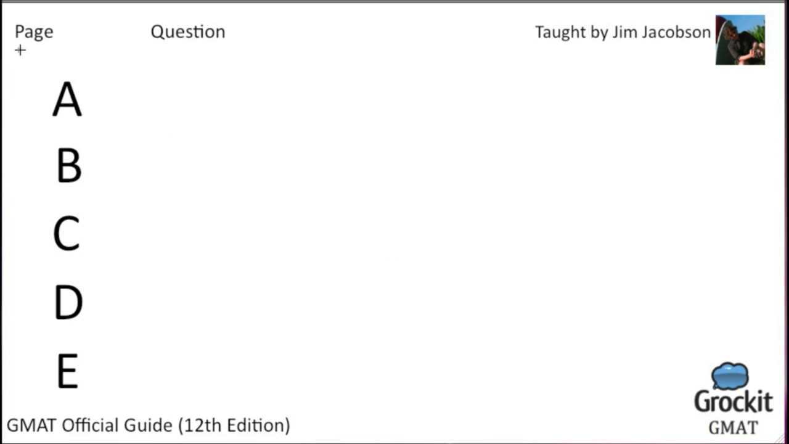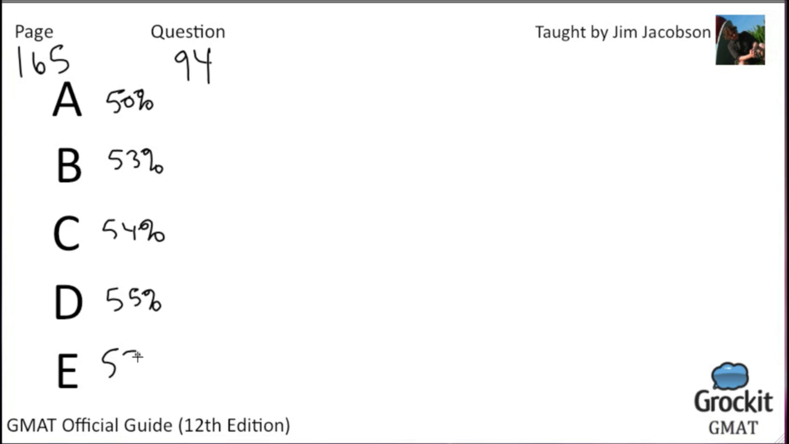$94 on page 165. So our answer choices are 50%, 53%, 54%, 55%, and 57%. When the numbers are closer together, they're expecting a computational error rather than a conceptual error. It's possible that you could have a question where the one leads to the other, but the closer the numbers are, the more they're figuring you're going to do the math wrong.